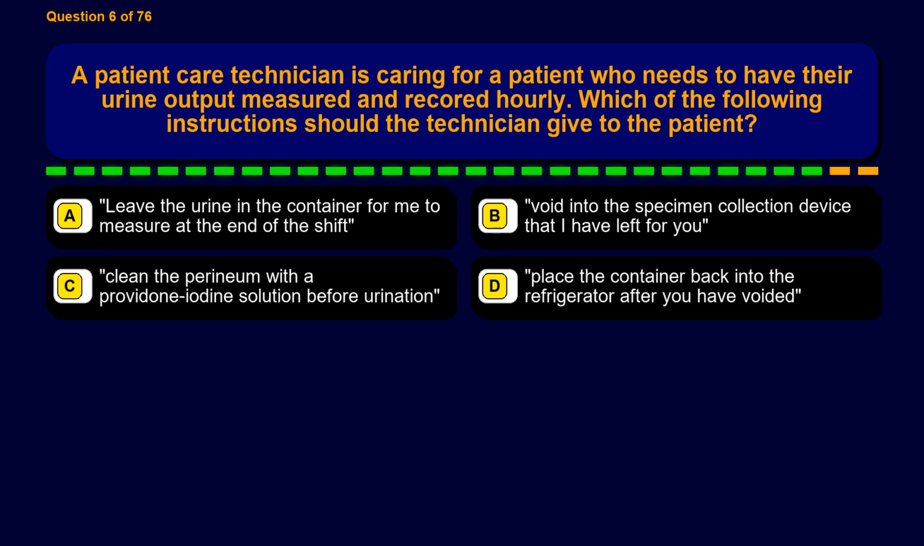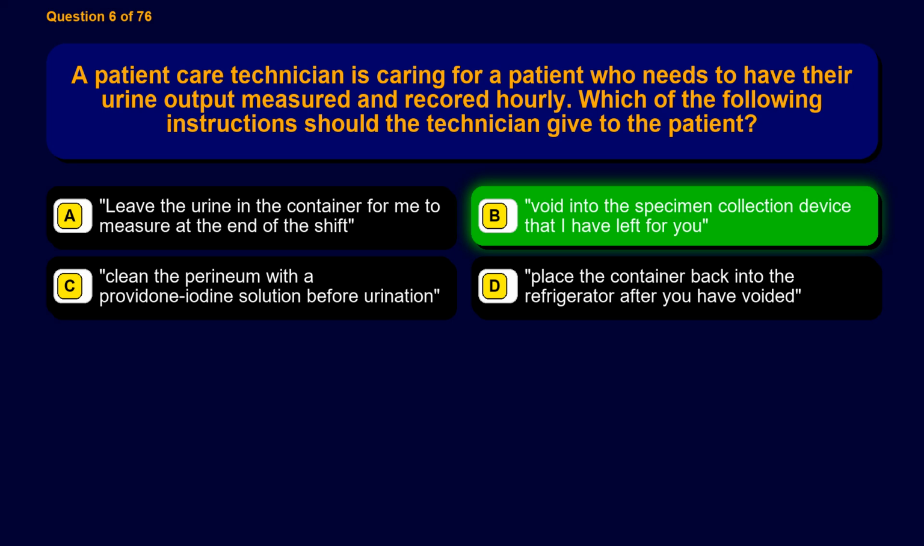Question 6. A patient care technician is caring for a patient who needs to have their urine output measured and recorded hourly. Which of the following instructions should the technician give to the patient? Option A. Leave the urine in the container for me to measure at the end of the shift. Option B. Void into the specimen collection device that I have left for you. Option C. Clean the perineum with a povidone-iodine solution before urination. Option D. Place the container back into the refrigerator after you have voided.